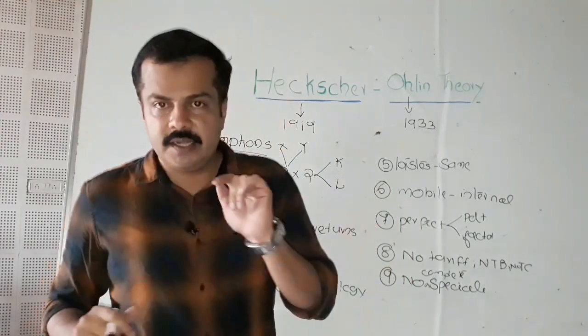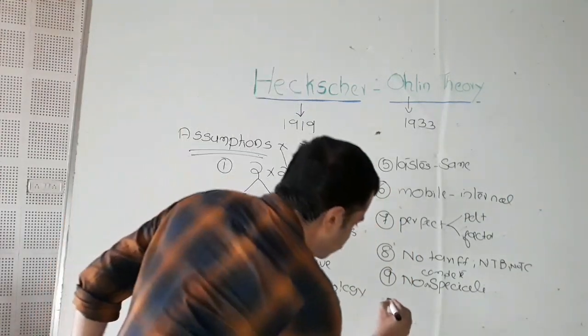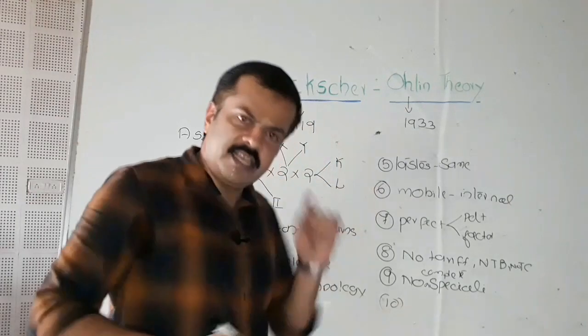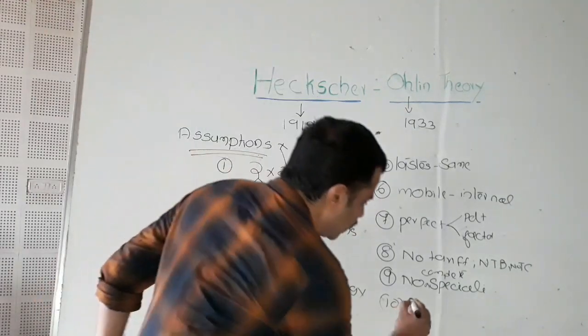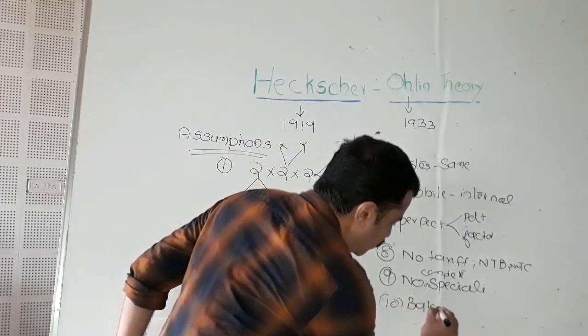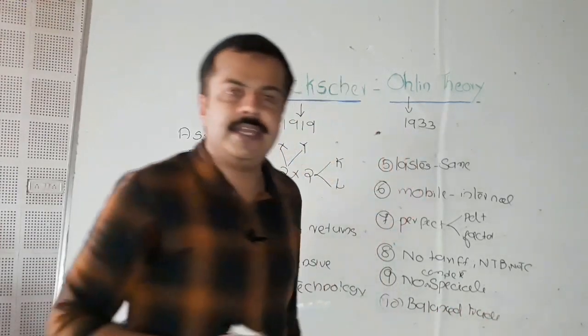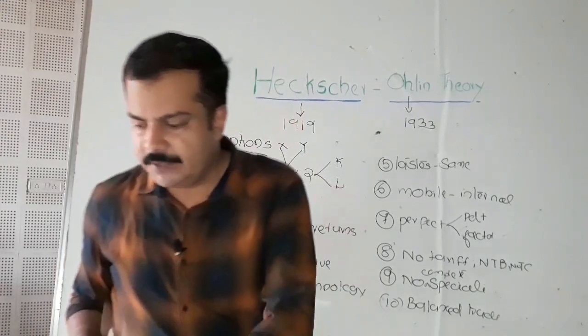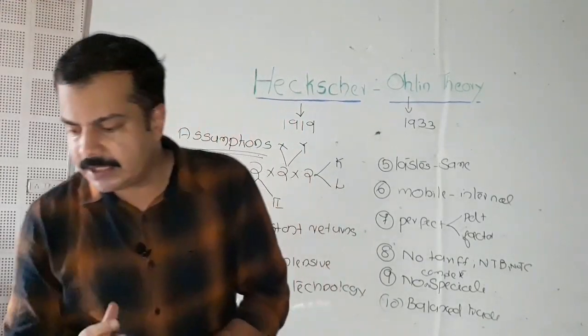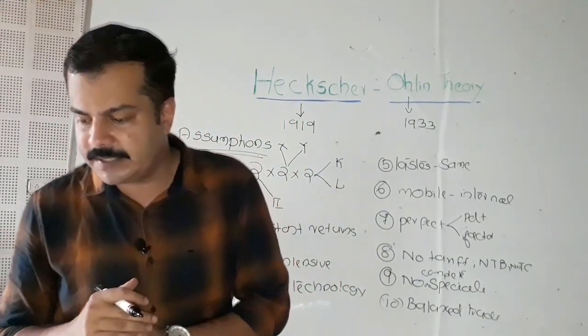We have the ninth assumption. And the 10th assumption is that initially, at least initially, both countries do have a balanced trade. Balanced trade is the value of export is equal to the value of import. Now these are the assumptions as far as this model is concerned.